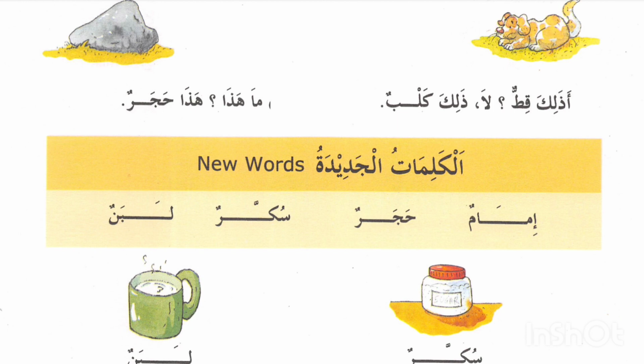أذلك قط is that a cat. لا ذلك كلب no that is a dog. ما هذا what is this. هذا حجر this is a stone.